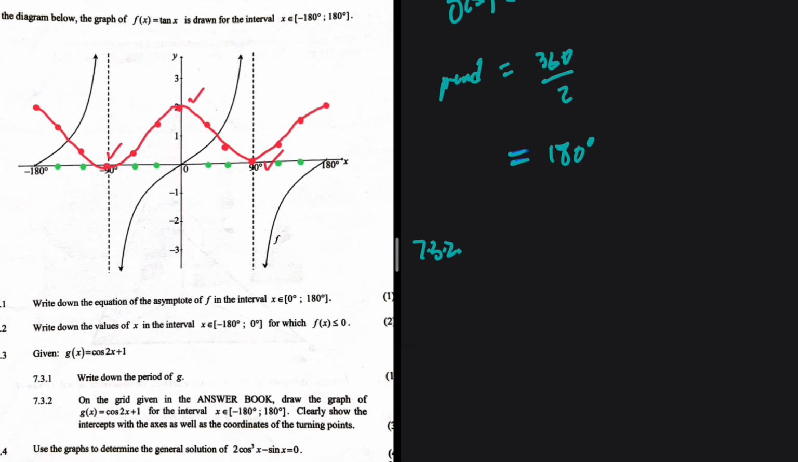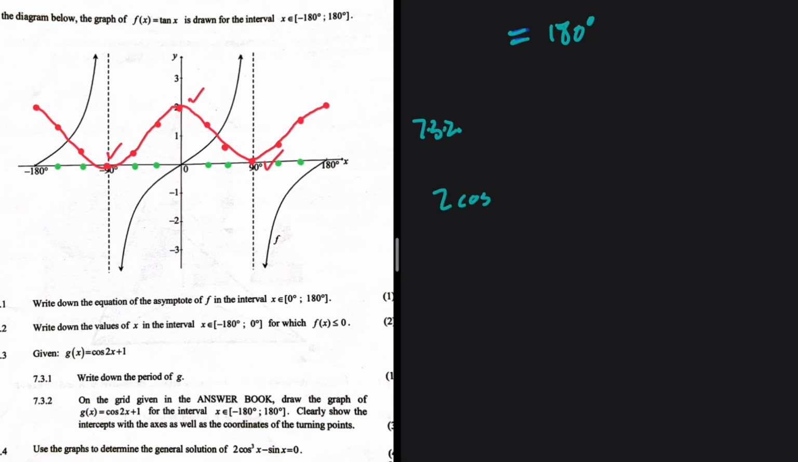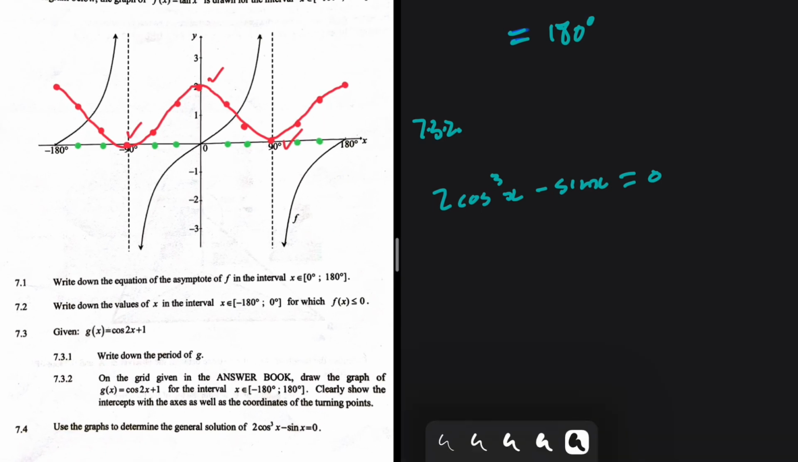Use the graphs to determine the general solution of 2 cos cubed x minus sine of x is equal to 0. So when I looked at this, I knew that the question says use the graphs, but even if the question didn't say use the graphs, I would know that I'm supposed to use the graphs somehow. But we don't have the graph of cos cubed x, so how do we then use the graph to answer this, which looks unrelated to the graphs? Let me show you.